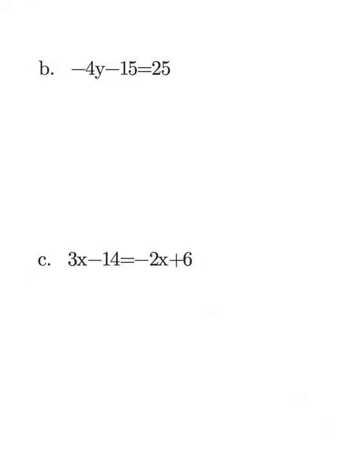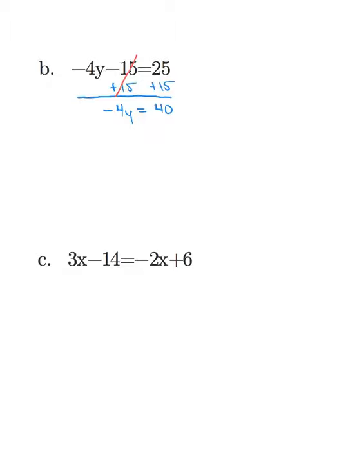Since all of my y's are on the left side, we want to move our constants to the right. So the first thing I want to get rid of is the minus 15. In order to get rid of minus 15, I want to add 15. So if we add 15 to both sides, on the left, my 15's cancel. On the right, I get 40. So on the left, we have negative 4y equals 25 plus 15 is 40.